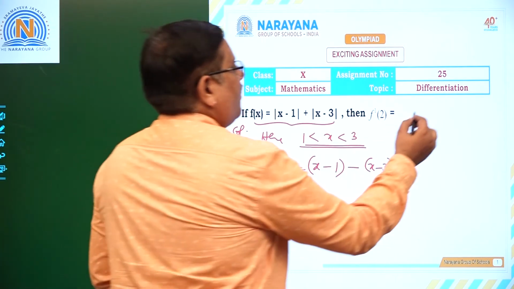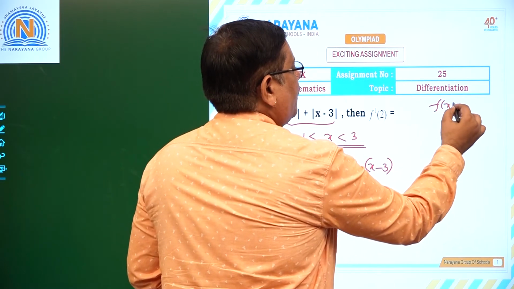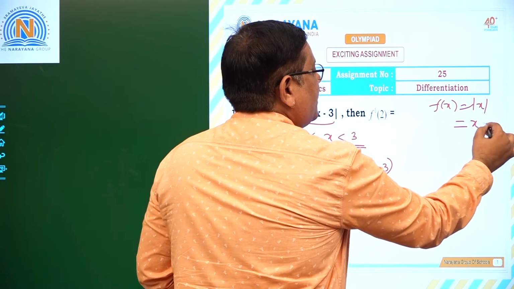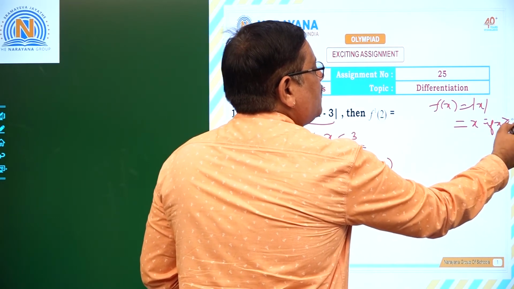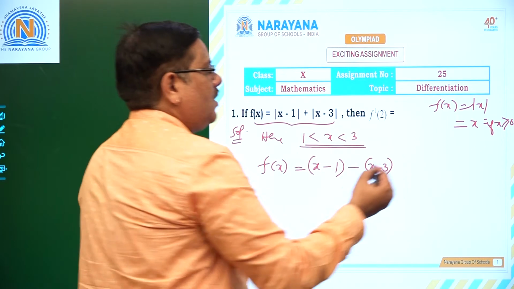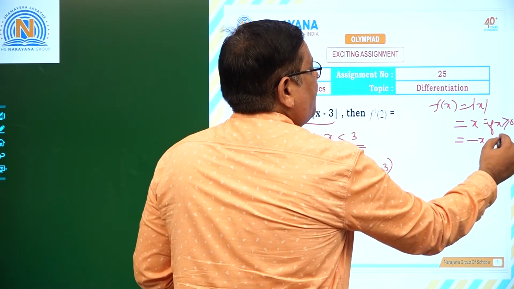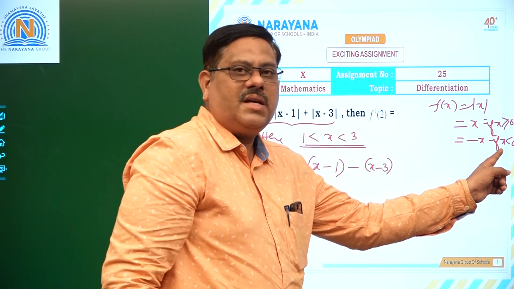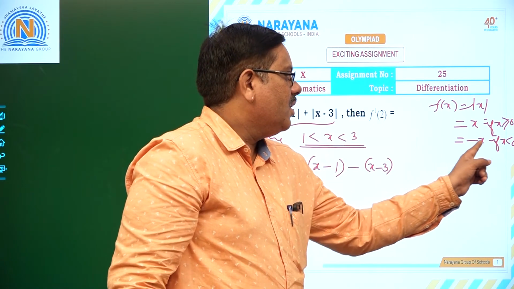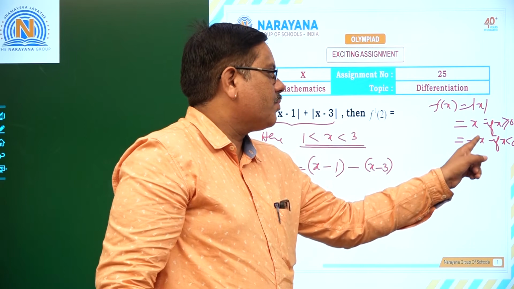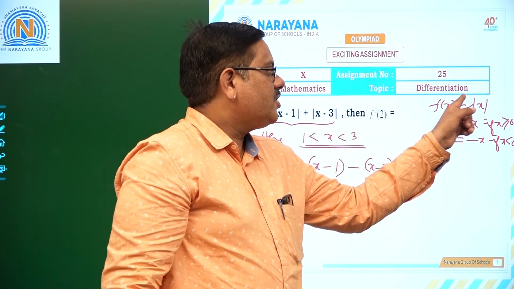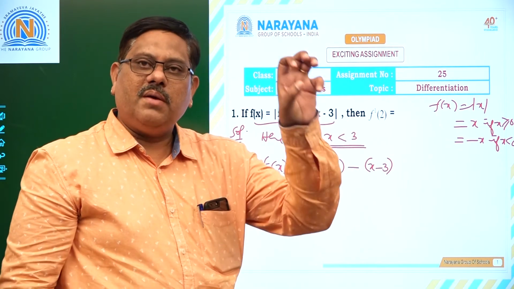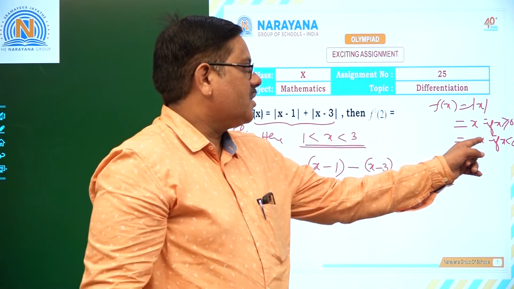What is that? If at all you have f of x is mod x, that can be taken as x if x is either positive or 0, and that is to be taken as minus x if x is less than 0. Why should I do that? Because if x is less than 0, that is in the sense x is negative. If I say minus of negative, that becomes positive. So our intention is that the modulus of x always results in an absolute value, I mean to say a positive value. So this is the case we have to take.